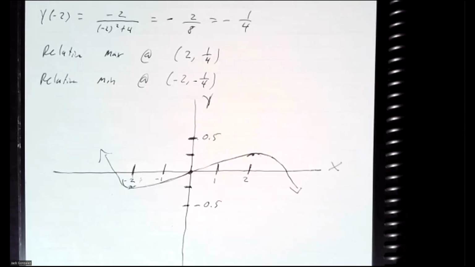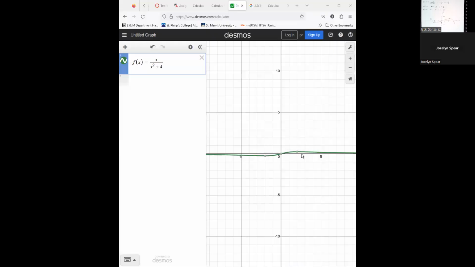Made a little mistake. My bad. It doesn't cross the x-axis over here. It only has one zero. There's no other zeros. So my drawing's a little off because I forgot about rational expression properties. The bottom will never be 0, and it only has one zero.